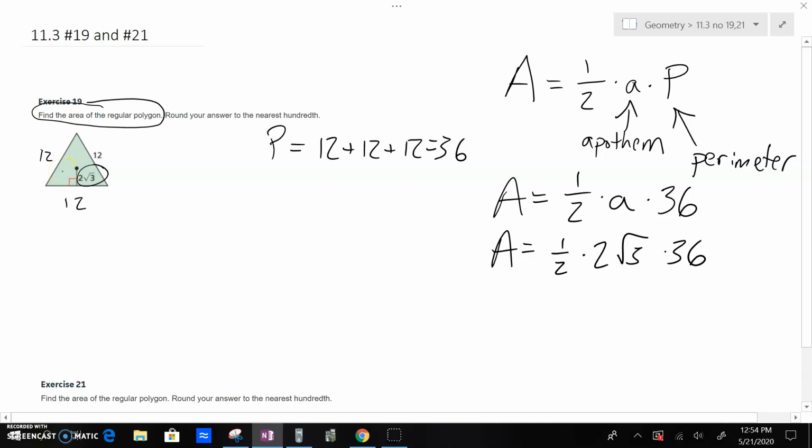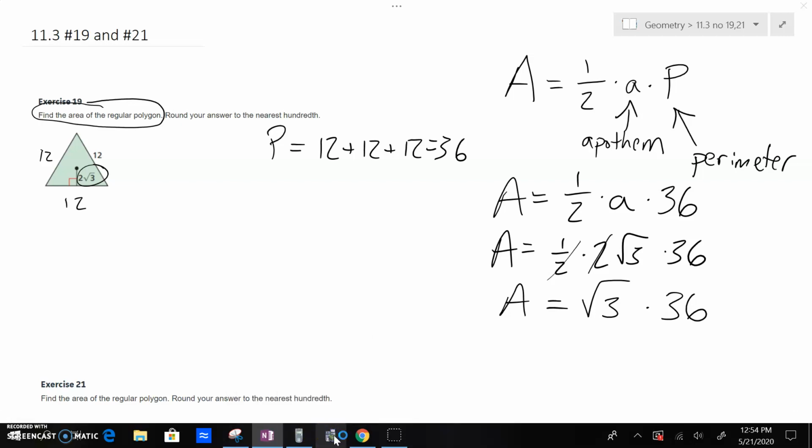So we have half times 2 root 3 times 36. You can just punch that whole thing into the calculator. But half times 2, that first multiplication, is 1. So just to save myself a keystroke, I'm going to cancel those two. So half times 2 would cancel, and then you're left with square root of 3 times 36. And for ease of typing in the calculator, I'm actually going to type it in the other direction: 36 times the square root of 3.